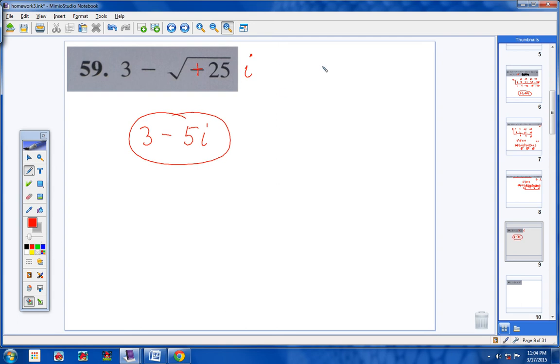Remember, standard form of a complex number is a plus bi. So in this example, my a is 3 and my b is negative 5. Okay? Alright, there we go. So we did write it in standard form.